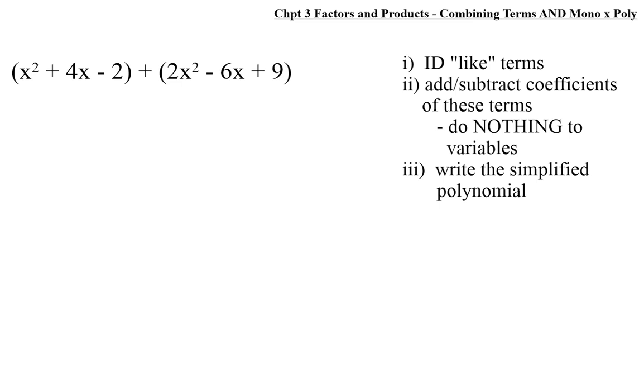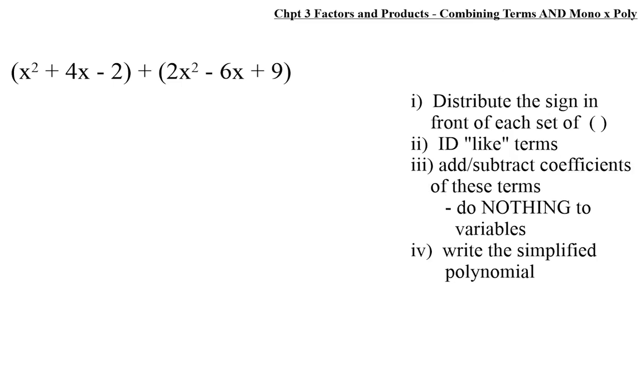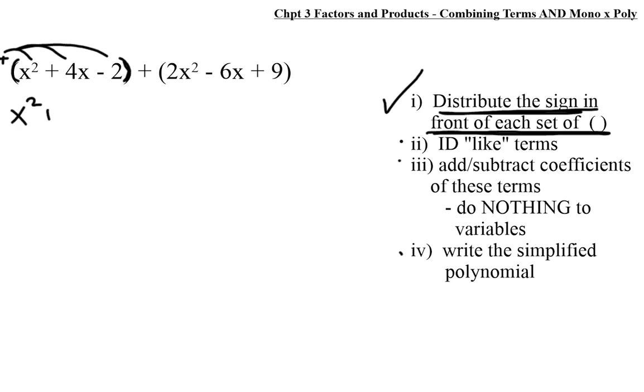Now, big change here. We have lots of terms. We can hopefully see that some of them are like. What can we do with those? Well, we add a step. Distribute the sign in front of each set of brackets. And then we go through the same steps. So what's the sign in front of this set of brackets? Really, it's a positive. There's nothing there, so we assume it's a positive. So what's a positive going to do to these? Absolutely nothing. X squared plus 4x minus 2.